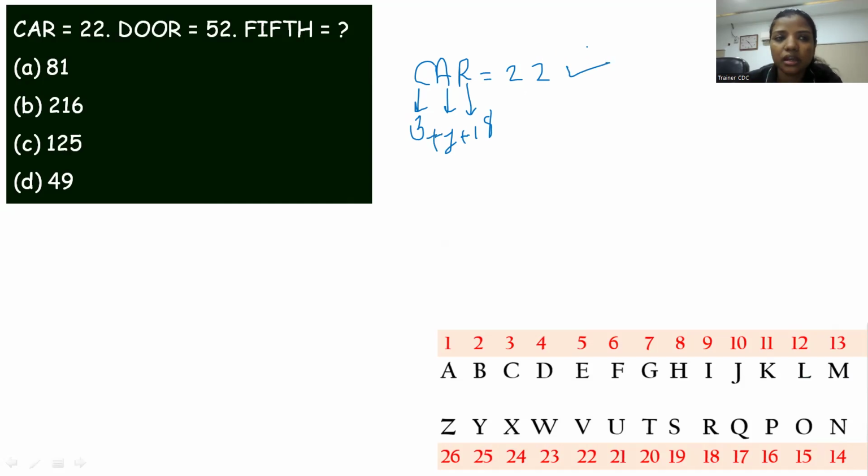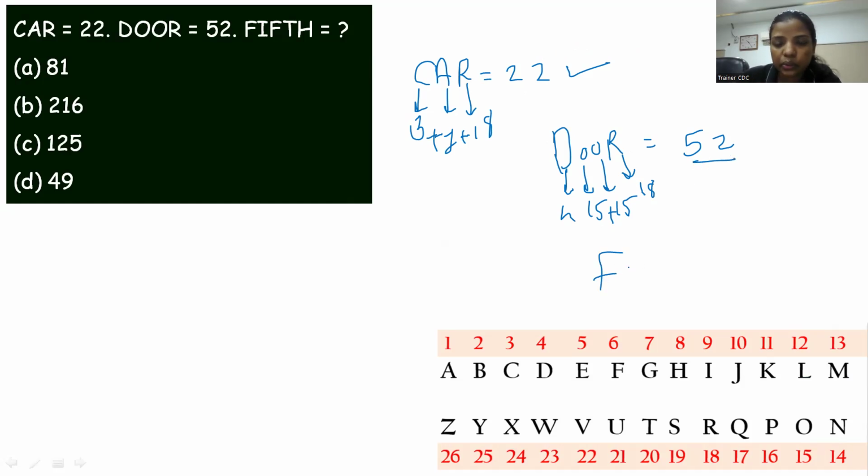So we can say this is the pattern, but let's check for door also, whether the pattern is the same or not. Door is 52. D is 4, O is 15, 15, R is 18. So 15 plus 15 is 30, 30 plus 4 is 34, plus 18 is 52. Correct? Yes. So the same pattern we will use here for fifth.